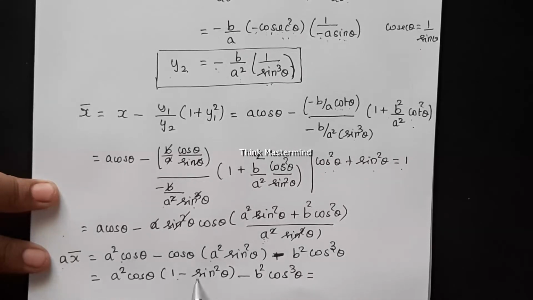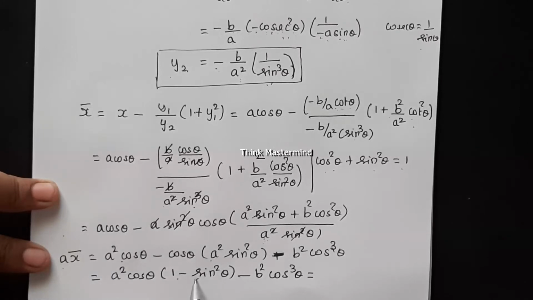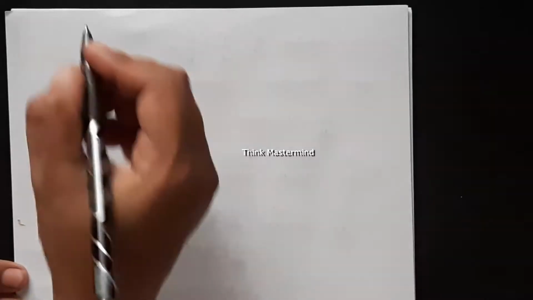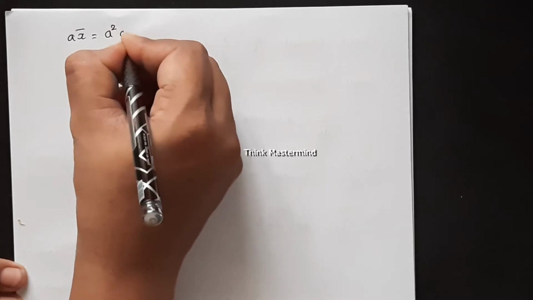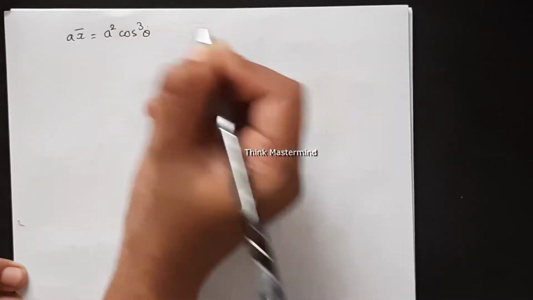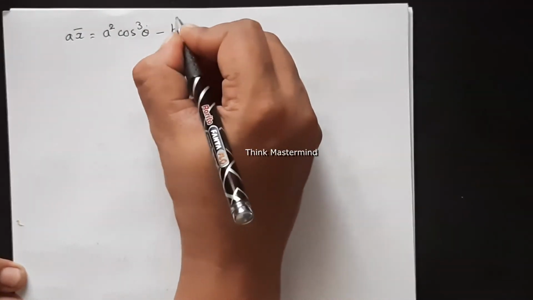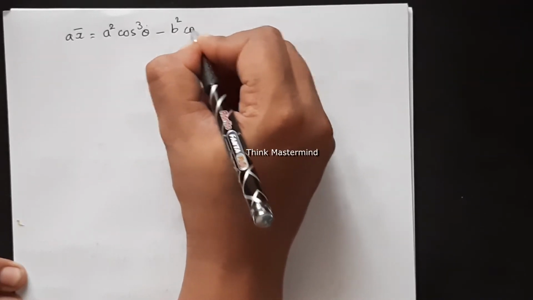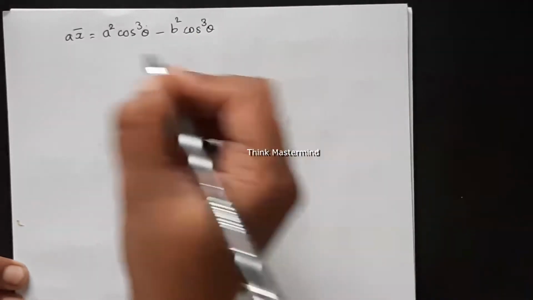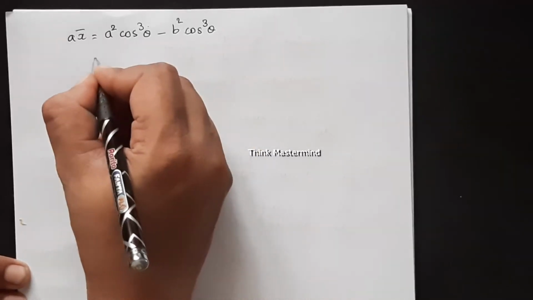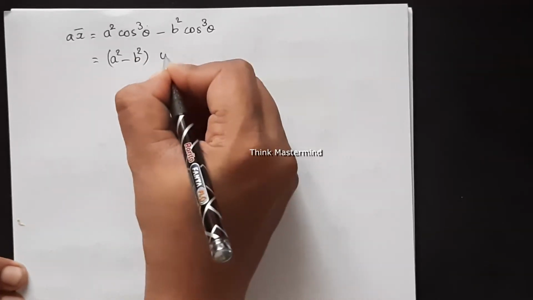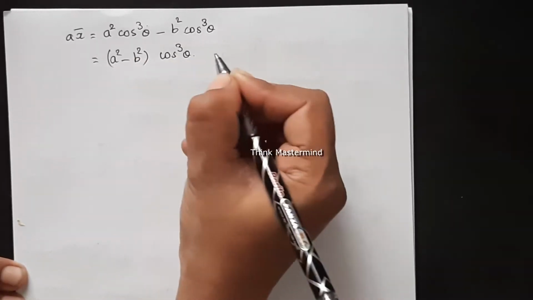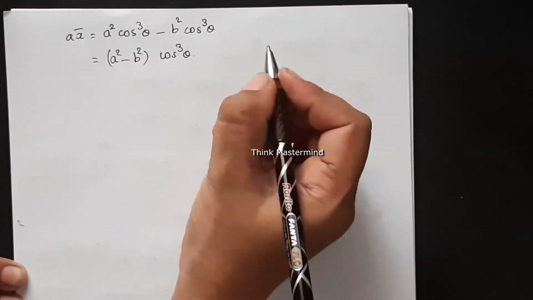So you know very well 1 minus sin square theta is equal to cos square theta, and cos square theta into cos theta is cos cube theta. Therefore a x bar is equal to a squared cos cube theta minus b squared cos cube theta. Now I am taking cos cube theta as common for both, that is (a squared minus b squared) into cos cube theta. You keep it in your mind, it is an ellipse, so the parametric equation is a cos theta and b sin theta.